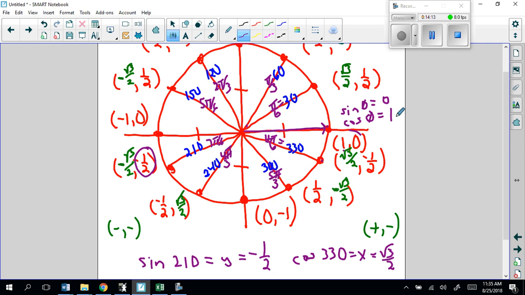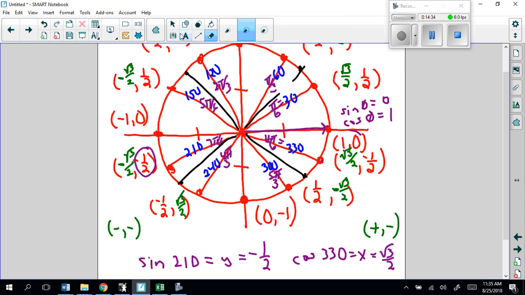So, you know what we're missing? Multiples of 45. So we're missing the angle between the 30 and the 60. We're missing this angle. We're missing this angle. We're missing this angle. Sorry, I was already down in the third quadrant. We're missing the 45. We're missing the 135. We're missing the 225. We're missing the 315.